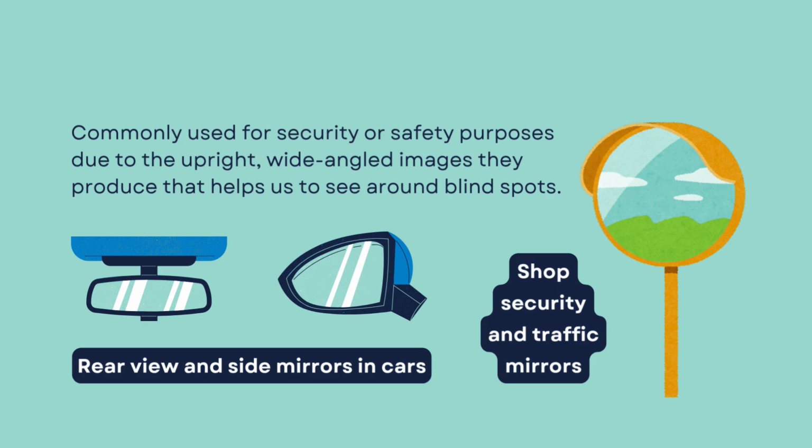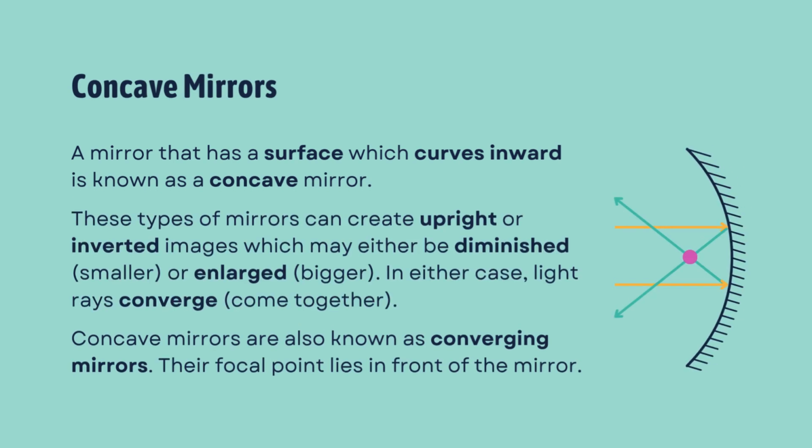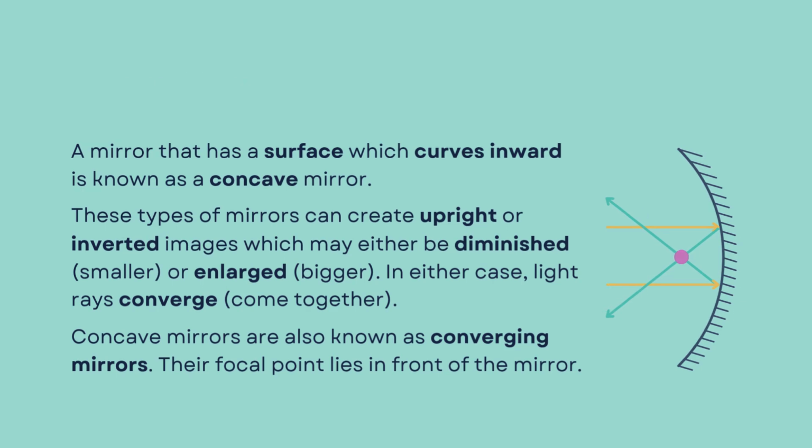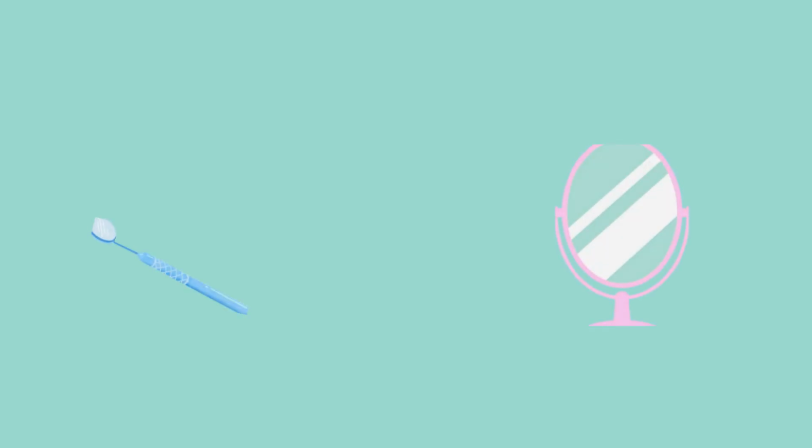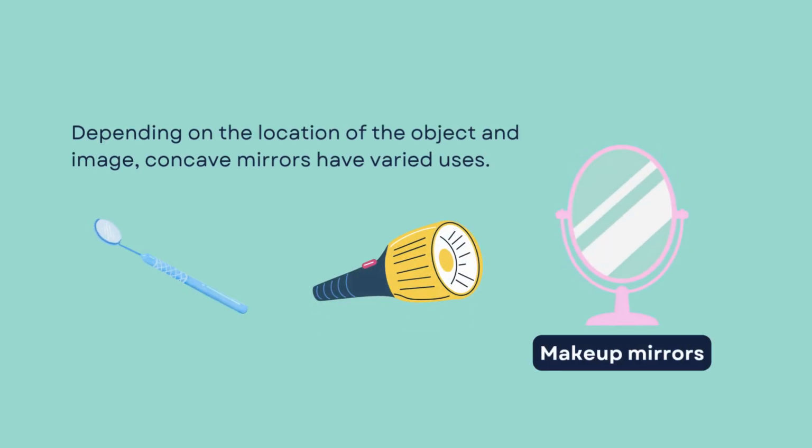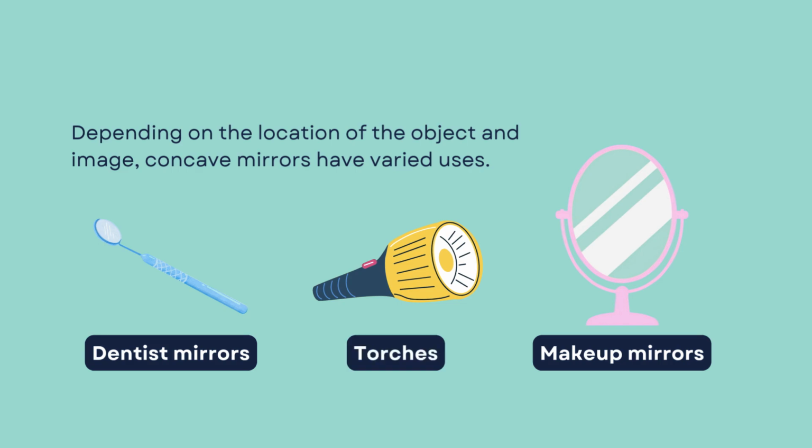Concave mirror. A concave mirror curves inward. Unlike a convex mirror, it can produce both real and virtual images depending on where the object is placed. It can also magnify objects. So, concave mirrors are used by dentists to examine teeth. They are also used in makeup mirrors and torches because they can focus light into a powerful beam.